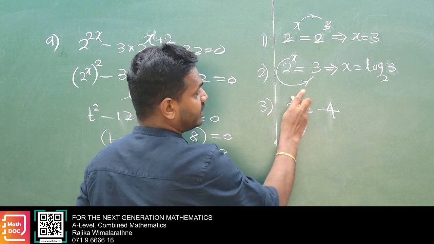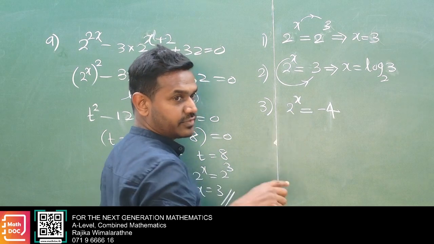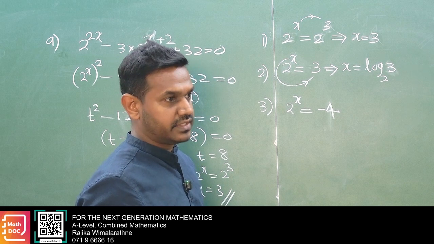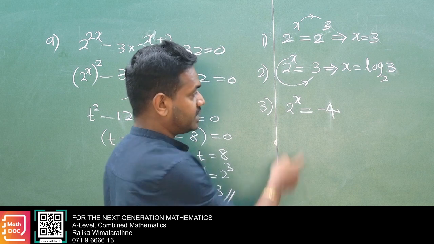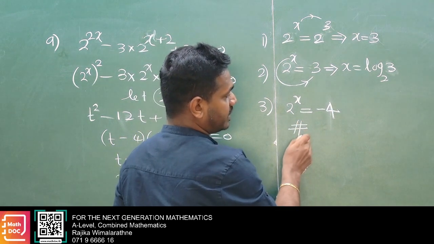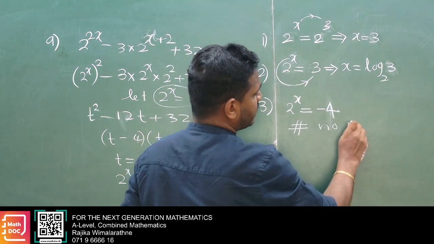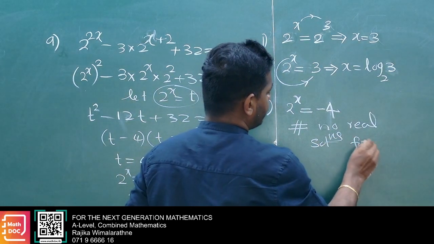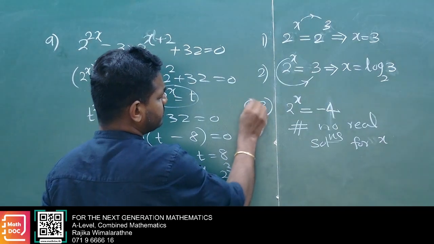If you put a negative value here, say 2 to the power minus 1, then 2 to the power minus 1 means 1 over 2. 1 over 2 is surely positive, no? So all exponentials are positive. Therefore, we can't get negative results here. This is a contradiction. There is no real solution for x. It's also new to you.